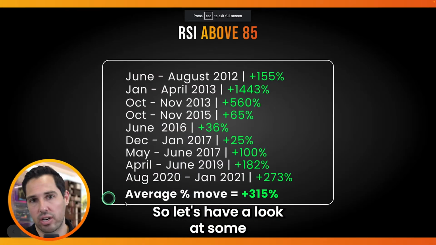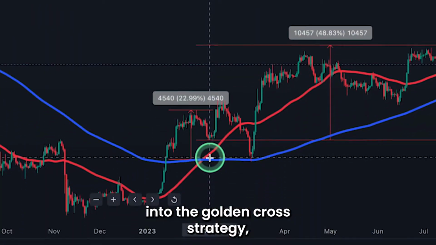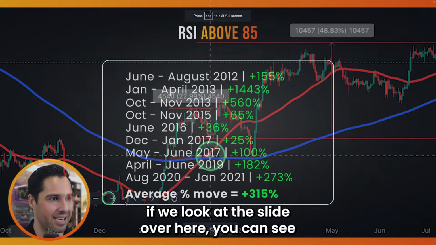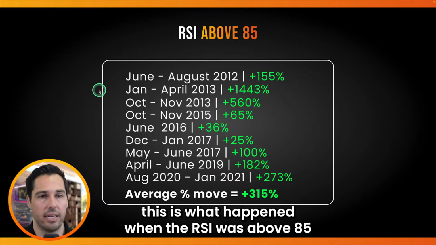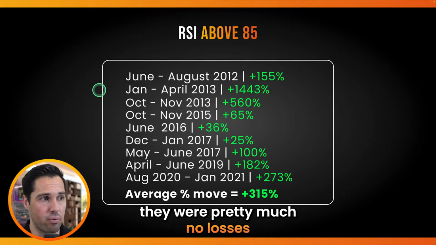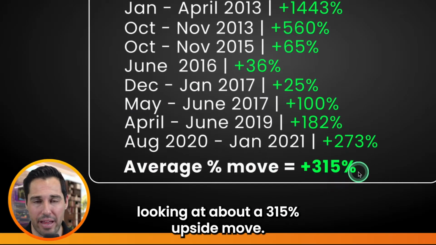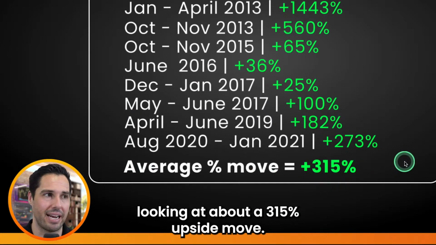So let's have a look at some of the historical results when you combine that RSI into the golden cross strategy. If we look at the slide over here, you can see this is what happened when the RSI was above 85 in the presence of a golden cross. There were pretty much no losses. Every single one resulted in profit, on average looking at about a 315% upside move.